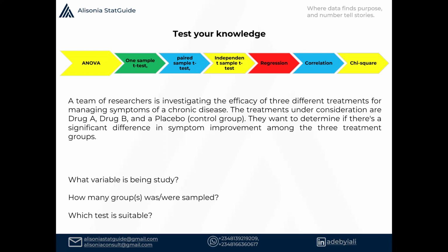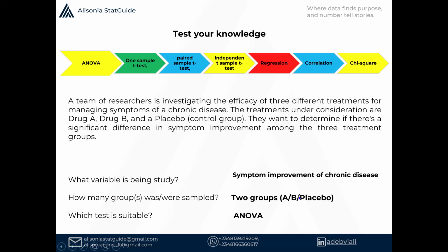The variable being studied is the symptom improvement of a chronic disease. The groups sampled are 3: A, B, and placebo. That is the qualitative variable we have here, and the suitable test is ANOVA. We have 3 groups. Sir, why is it 2 groups? I wanted to write 3 groups, sorry. That's the mistake. Thank you for pointing that out.